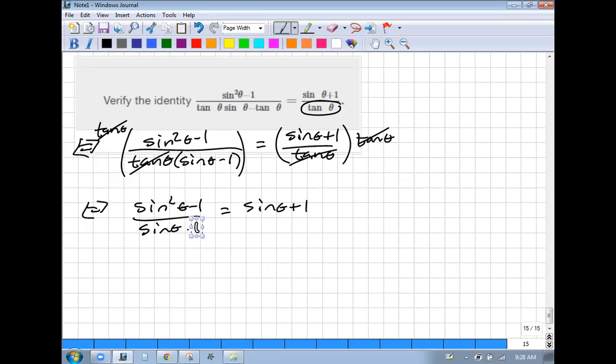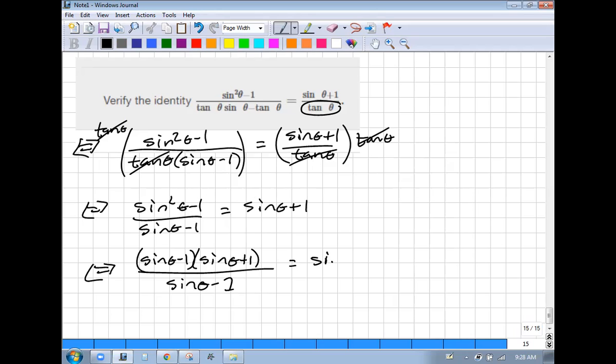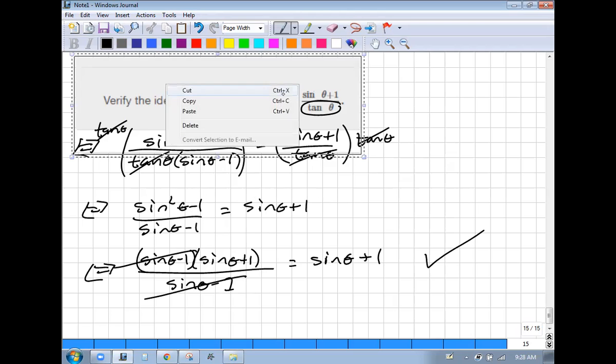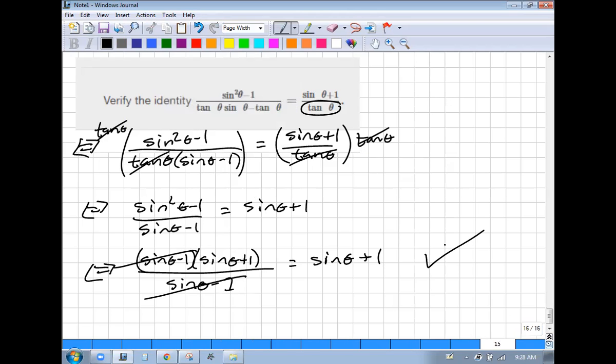Where did my minus go? And theta minus. Yeah. I got to get rid of that because this is not a fraction. Well, this is the difference of two squares. That's sine theta minus 1 times sine theta plus 1. Sine theta minus 1. Right? So I could go boom, boom. Now I have the left-hand side equal to the right-hand side. It's an identity. So that could be one approach, working with both sides at the same time.